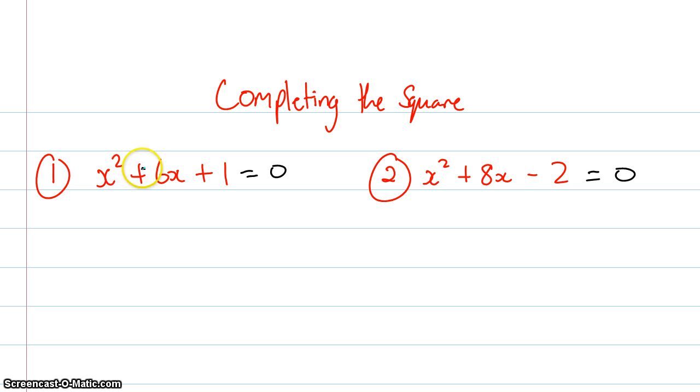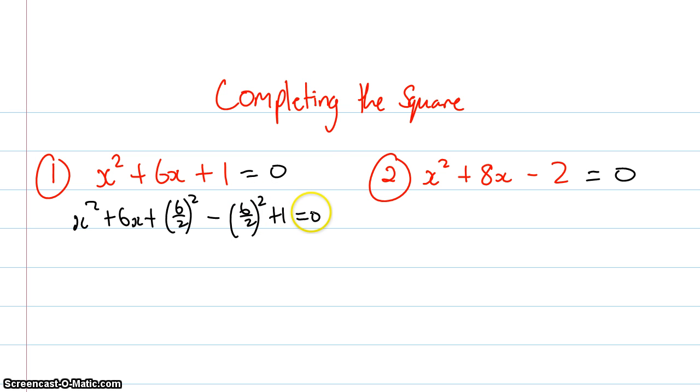So I've got x squared plus 6x plus 1, and I'm going to complete the square. Now remember, I need to take half of this middle term and square it. So I'm going to get x squared plus 6x plus (6 over 2) squared minus (6 over 2) squared plus 1. Hopefully that jogs your memory or reminds you of how to complete the square to solve these equations.